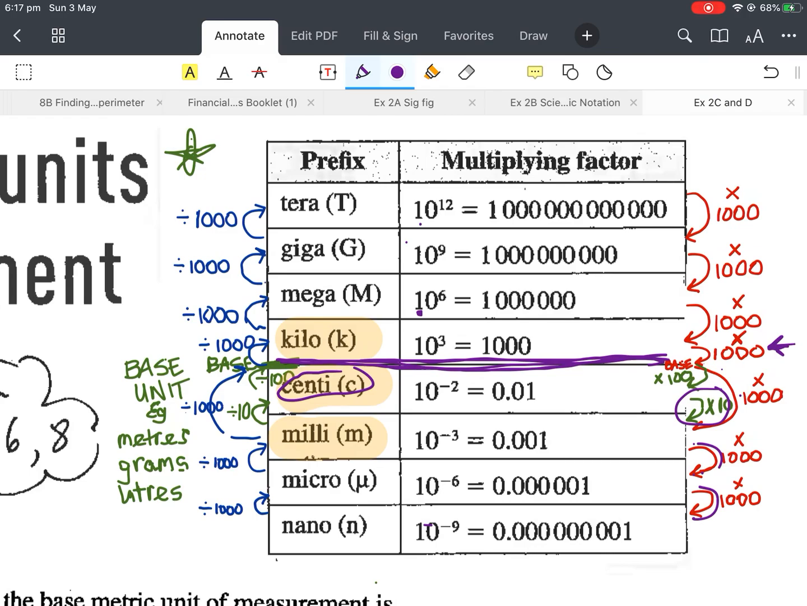So what you need to follow, and most of you know these already, if you're going from a bigger prefix to a smaller prefix, you're going to multiply by 1,000 pretty much for all of these. And if you're going from a smaller to a bigger, you'll divide by 1,000.